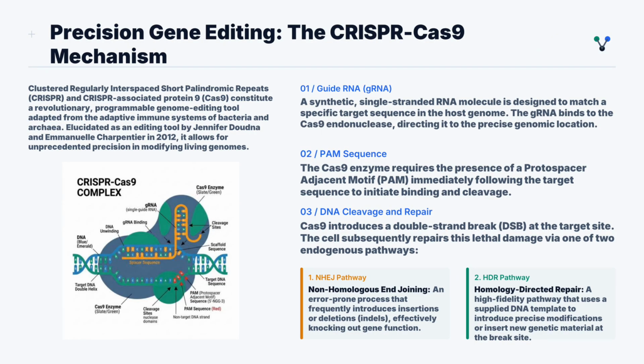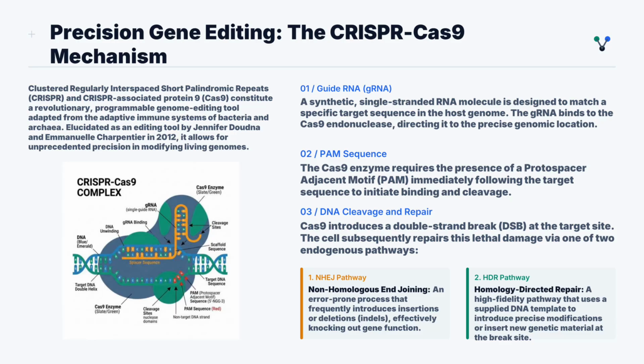While recombinant DNA and PCR revolutionized gene manipulation, CRISPR-Cas9 introduced unprecedented precision to live genome editing. Adapted from bacterial and archaeal adaptive immune systems and demonstrated as an engineering platform in 2012 by Jennifer Doudna and Emmanuel Charpentier, CRISPR relies on a programmable single-guide RNA that directs the Cas9 endonuclease to a precise target sequence adjacent to a protospacer adjacent motif, or PAM site.